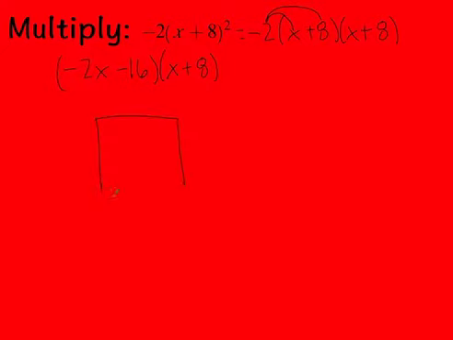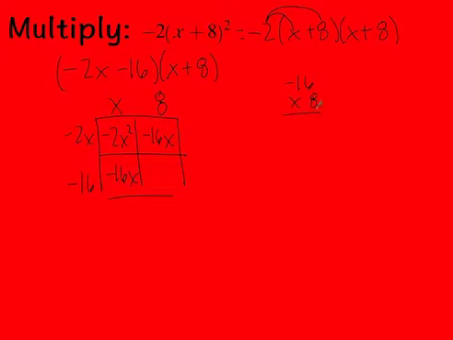So once we get to that point, then we draw our box and we label our box. And remember, we could switch that order around if we wanted to, as long as what's together in the parentheses is on the same side. So we do negative 2x times x, which gives us negative 2x squared, negative 2x times 8, which gives us negative 16x, negative 16 times x, which gives us negative 16x, and then negative 16 times 8.